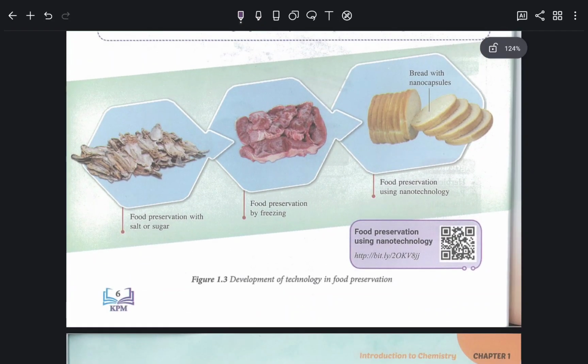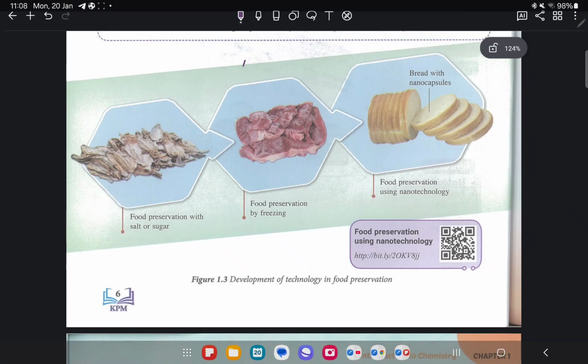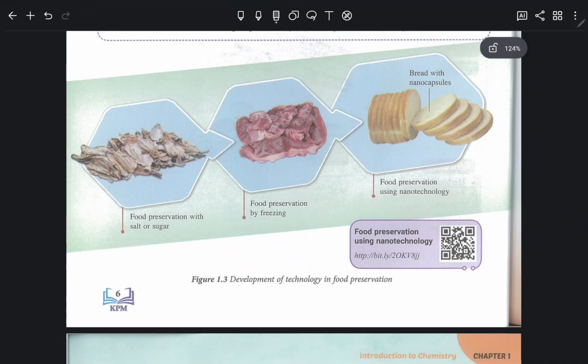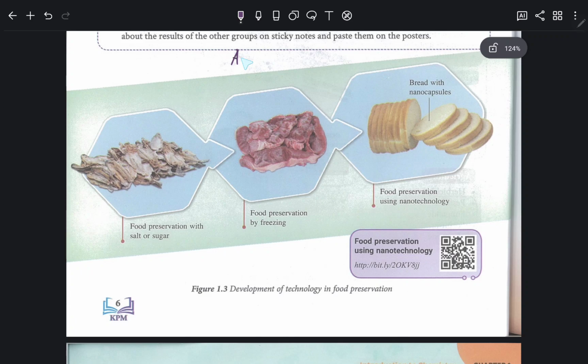Application. I want you to copy this one in your notes. No pictures is okay. I want you to copy this into your notes only. Application of chemistry.